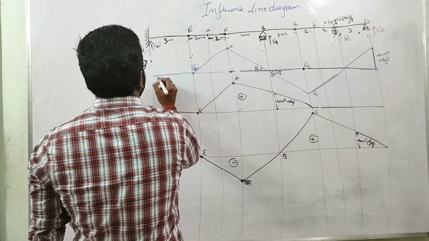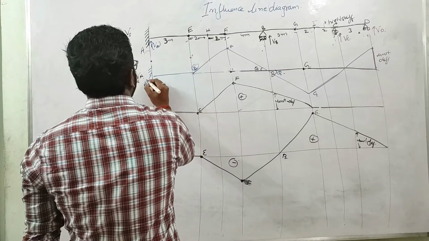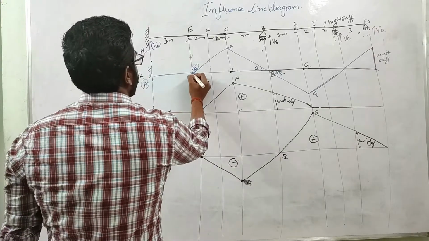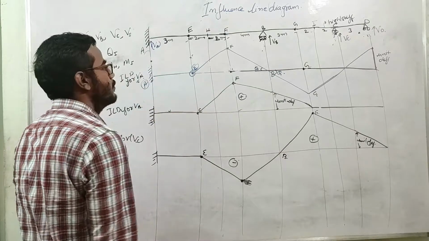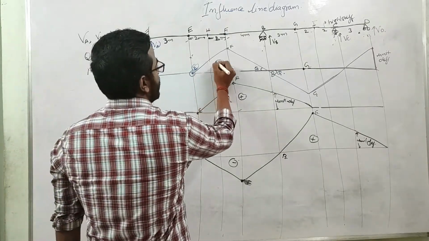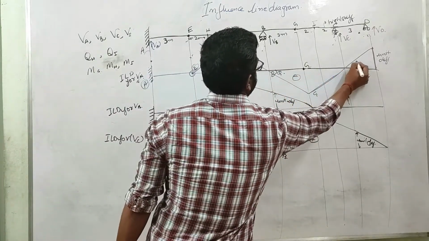This is again a point. So again, this E point cannot move up and down. Why? Because it is restricted by this fixed support. Okay. So here this positive, this negative, this positive.